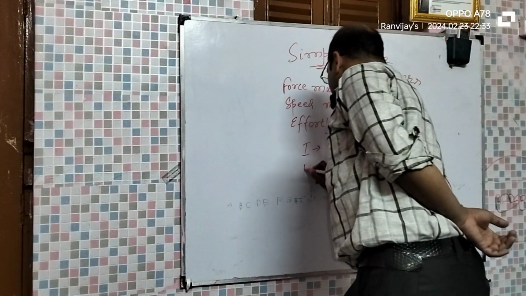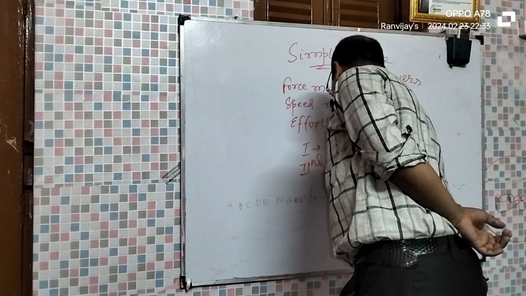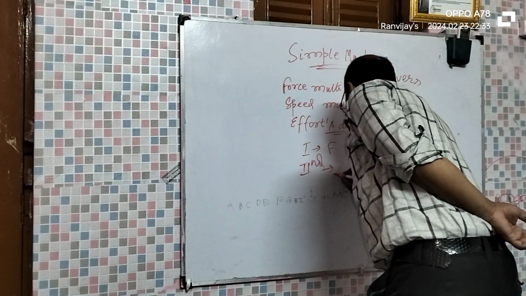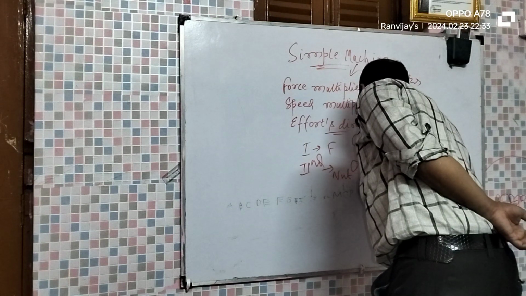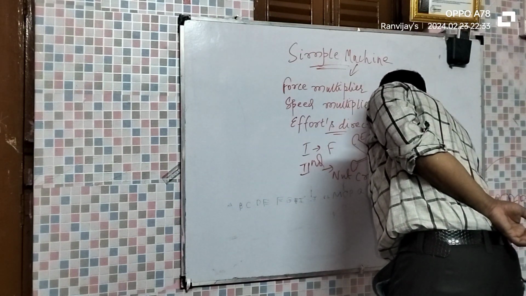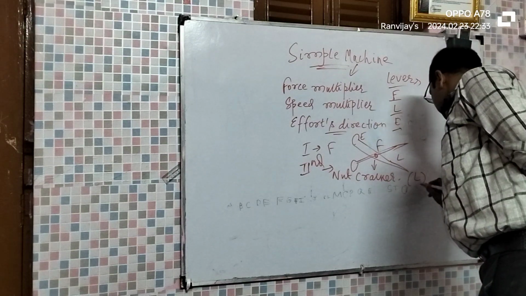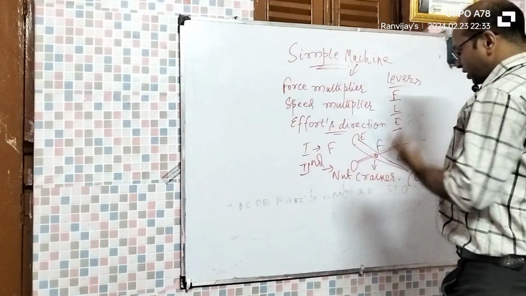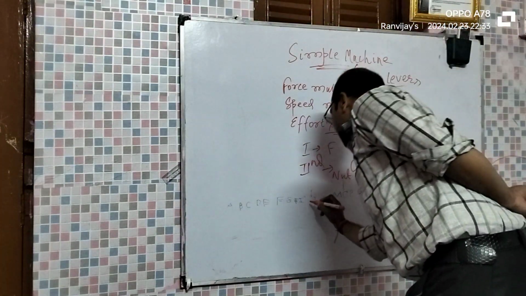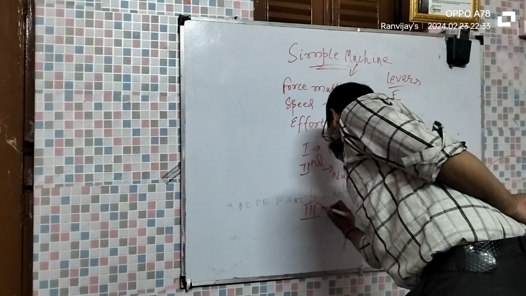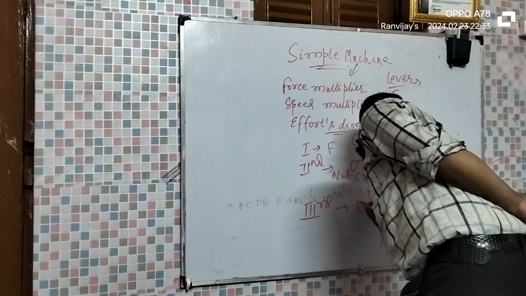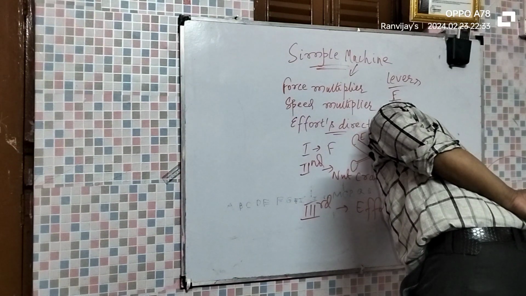Now the example of the second class of lever is a nutcracker or bottle opener. In a nutcracker, the load remains in the middle, and effort and fulcrum are on the other two sides. While in the third class of lever, effort is in the middle.